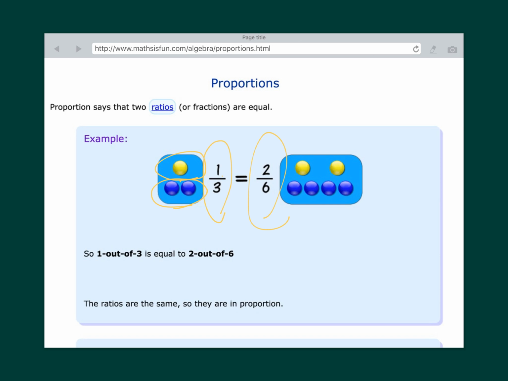What happened to the number of yellow balls? Well, they doubled, or it was multiplied by 2. So the bottom number in the fraction, 3, had to also be multiplied by 2. So 1/3 times 2 over 2 would give me 2/6, and 1/3 equals 2/6. That makes a proportion, two equal fractions.